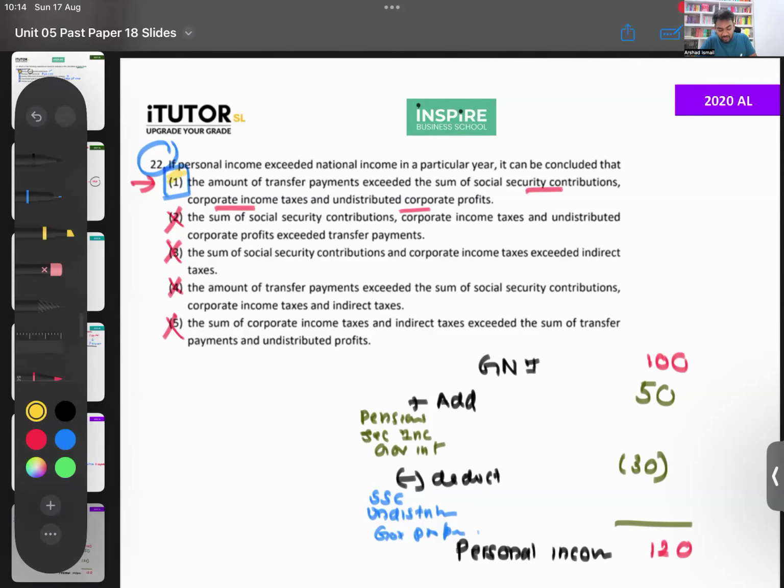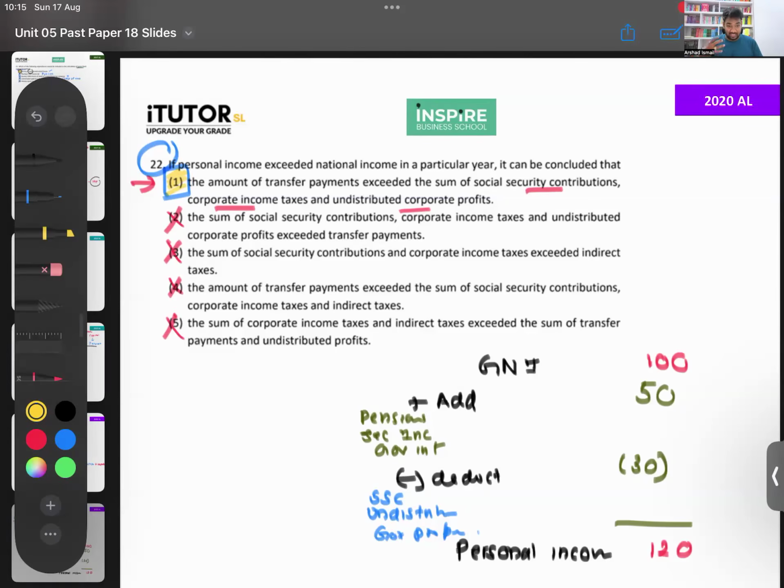So as long as you know what the components are, what you add and what you minus, you can get your answer. How is corporate taxes included in national income? Corporate taxes are part of national income because that's part of this. No, net taxes on products and corporate taxes are different. Corporate taxes, that is corporate income taxes.